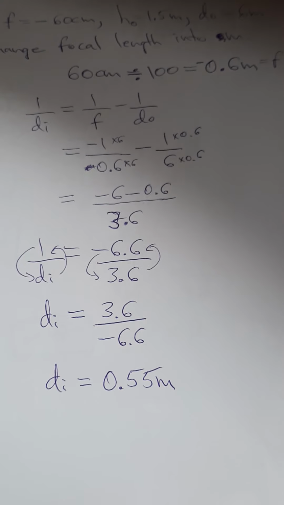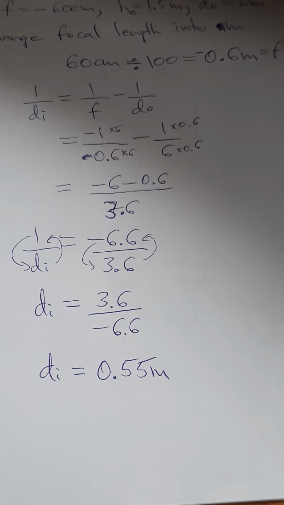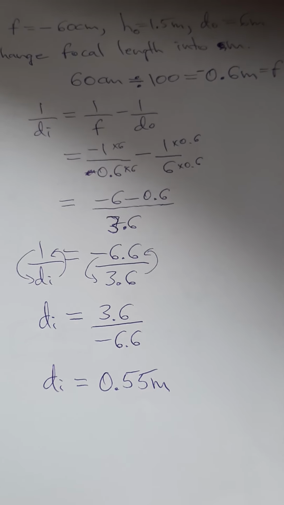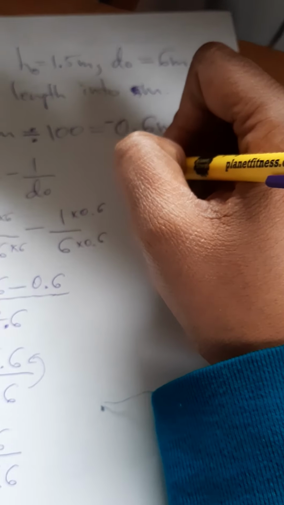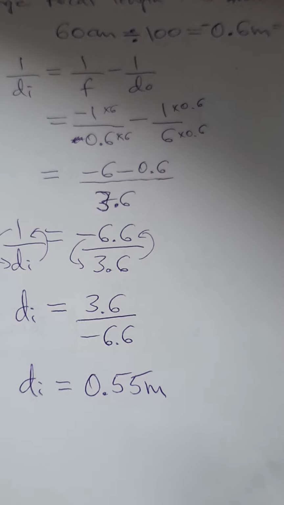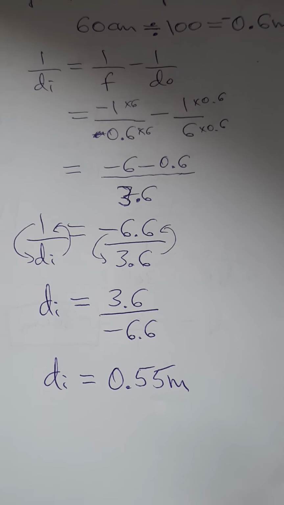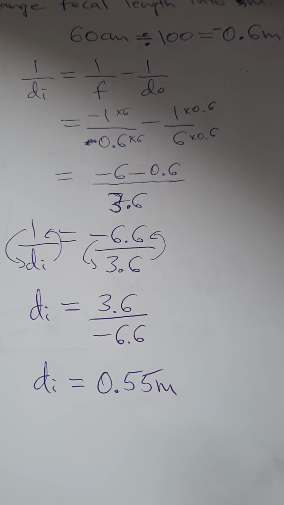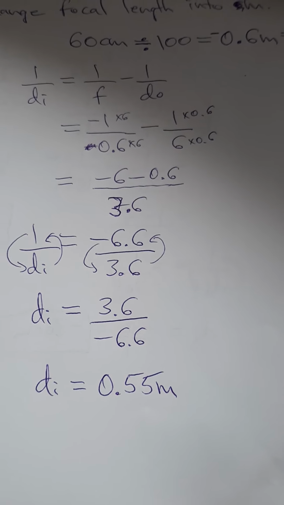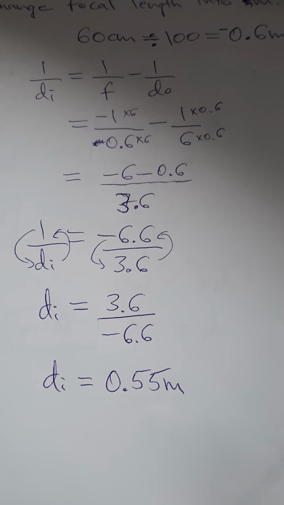And what you're going to do now is take this value and plug it back into my equation here. Notice that the value is really small, and the reason for that is because this is the distance of the image. This is in meters, so you can always convert it back into centimeters as well.